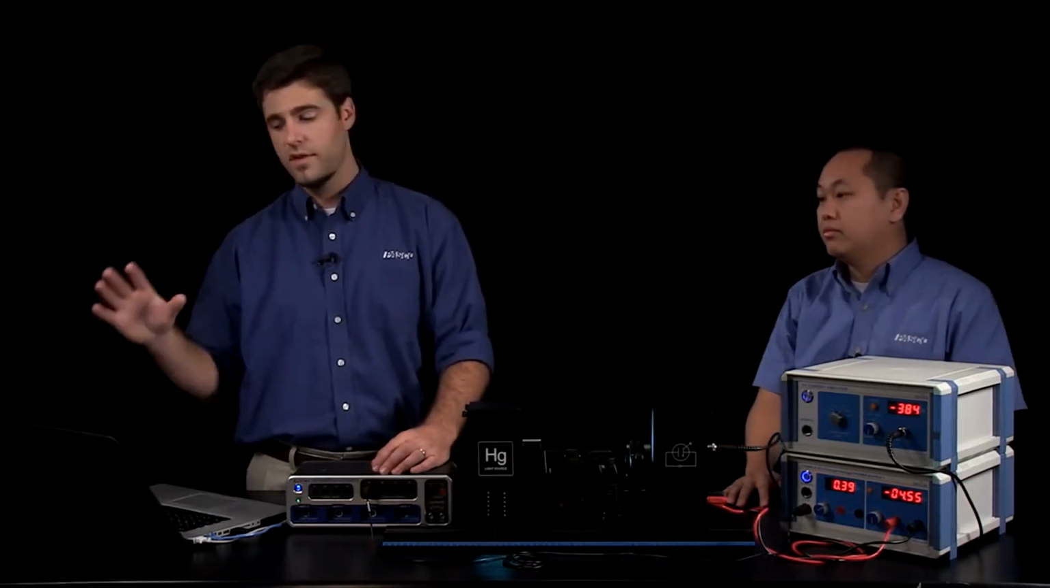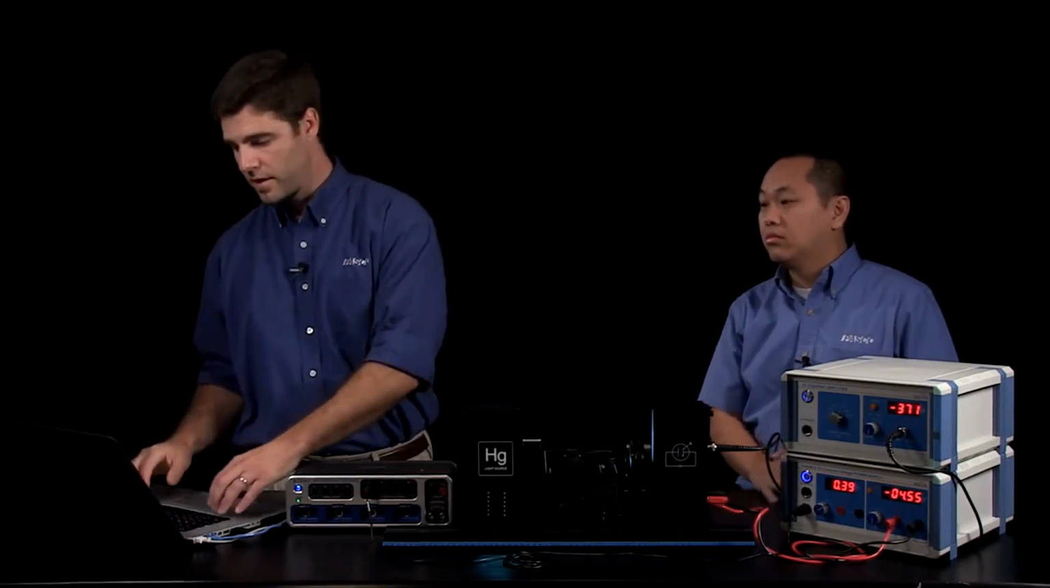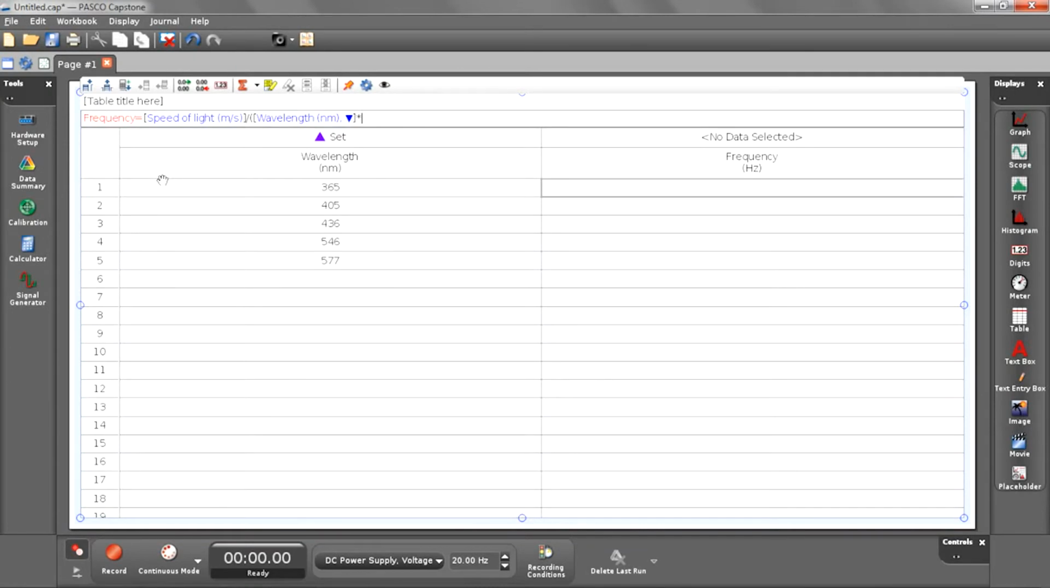Now, there's one more step that we need, and that's to convert from nanometers to meters. So the expression requires that the units stay consistent. Speed of light's in meters per second, so we need wavelength to be in meters as well. To do that, I'm simply going to multiply by 10 to the negative ninth. And there you have it. As you can see, the frequency column is now populated, and we're almost ready to do the experiment.